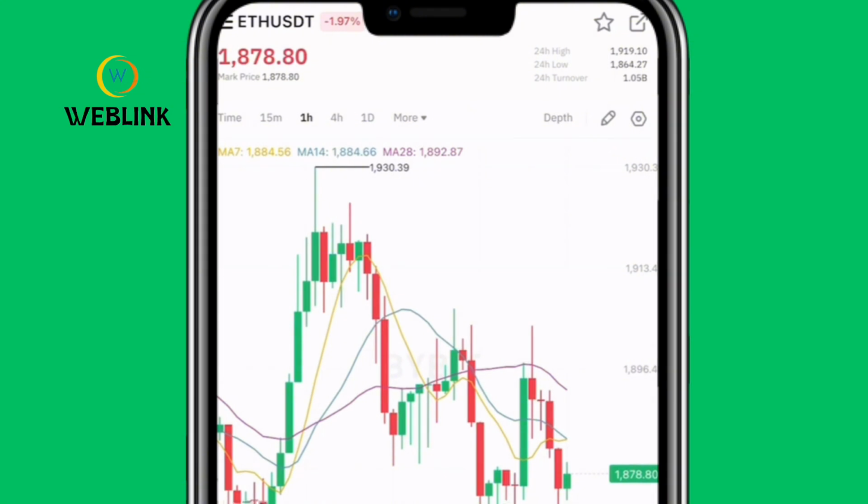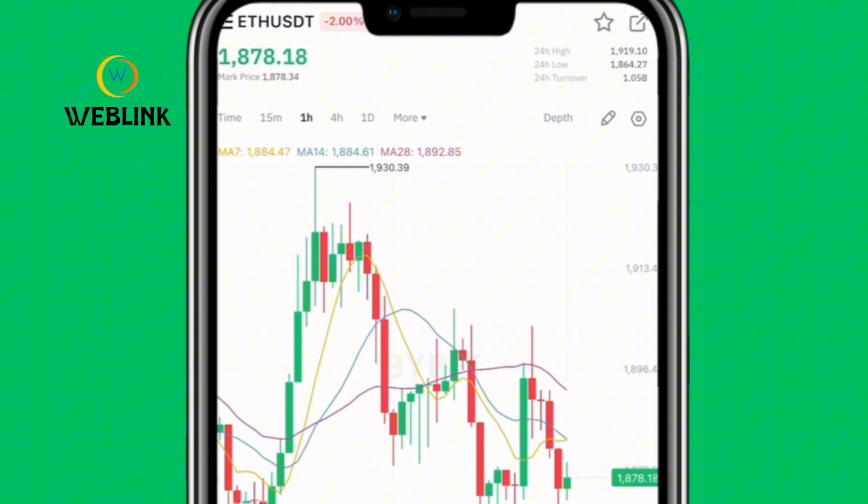Now, the next thing you need to take note of is at the right side of the screen where the arrow is pointing to, you can see some figures here. You have 24-hour high, 24-hour low, and 24-hour turnover. The 24-hour high and 24-hour low show you the highest price and the lowest price that this crypto or market pair has gotten to in the last 24 hours.